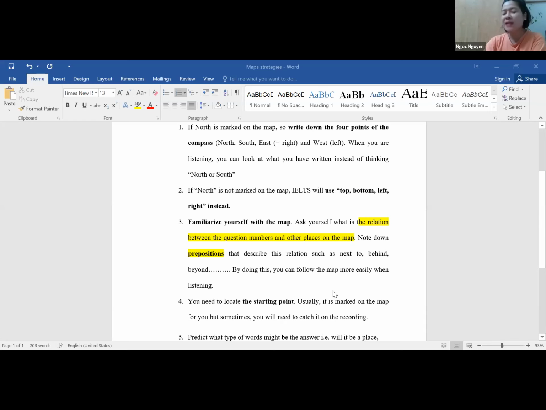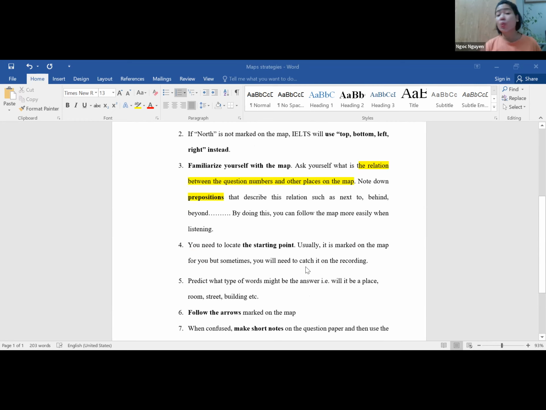Now, prepositions are the words that are used to show positions or places. So don't just familiarize yourself with existing words on the map. Think about the relationship in your question. Is it before? Is it in front? Is it behind? Is it above or below compared to existing places on the map, right? Write down that kind of relation.